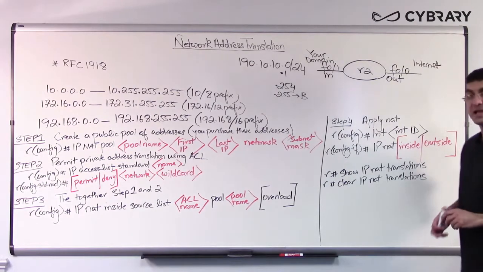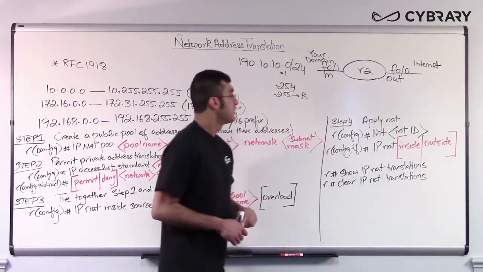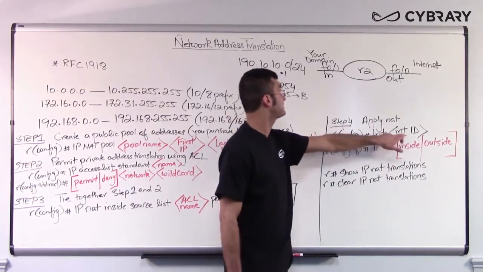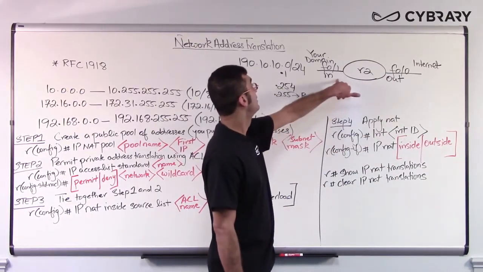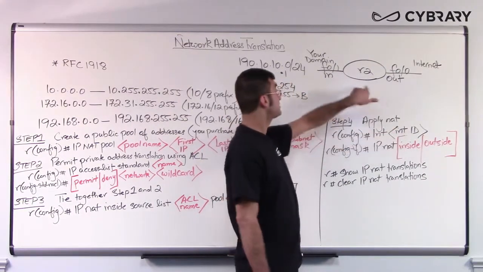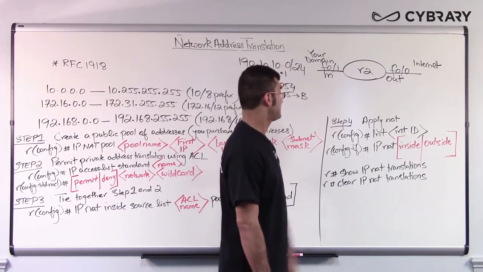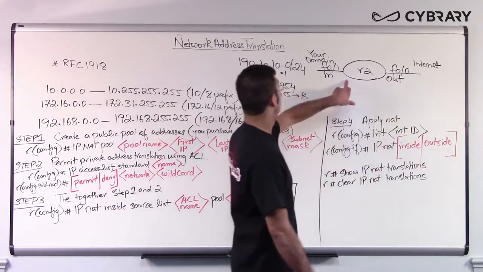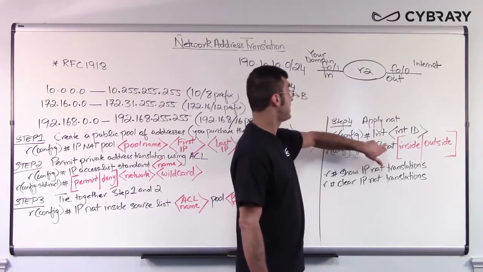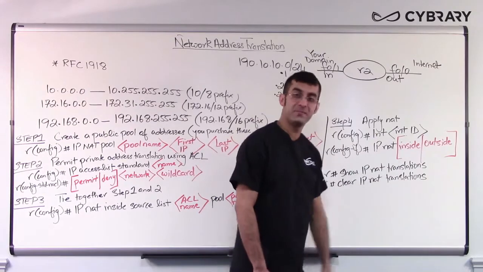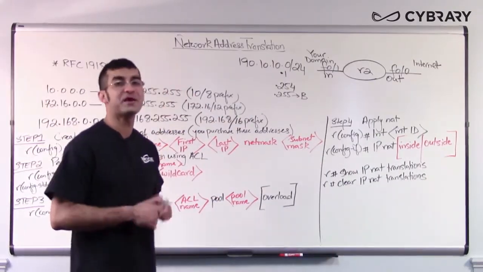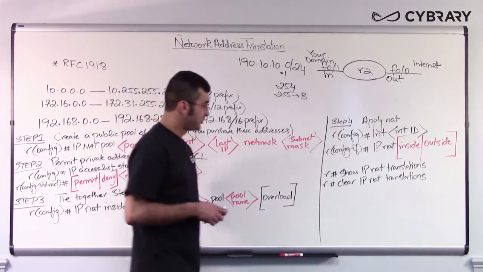So you apply NAT by basically going inside each of these interfaces by saying interface ID. So for example, if I was going under the inside interface, I would say int F0/1, in this case, above. And then I would simply say ip nat inside on F0/1, and then I would go into F0/0 and say ip nat outside.